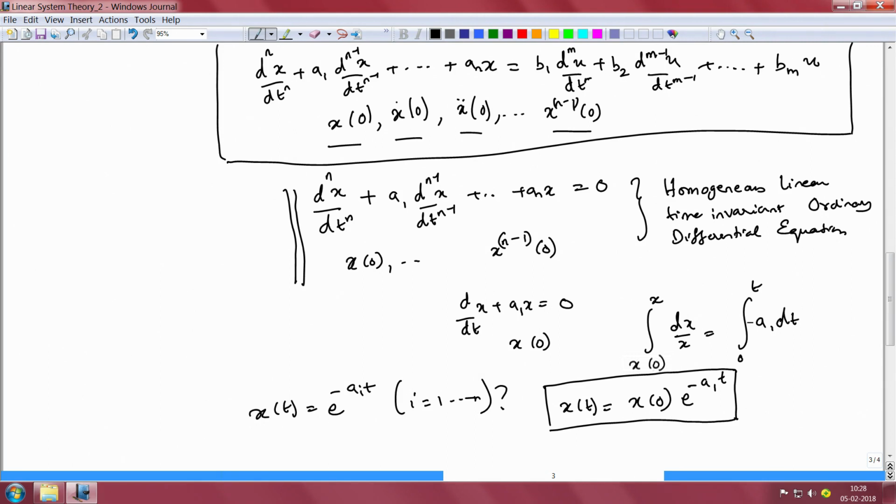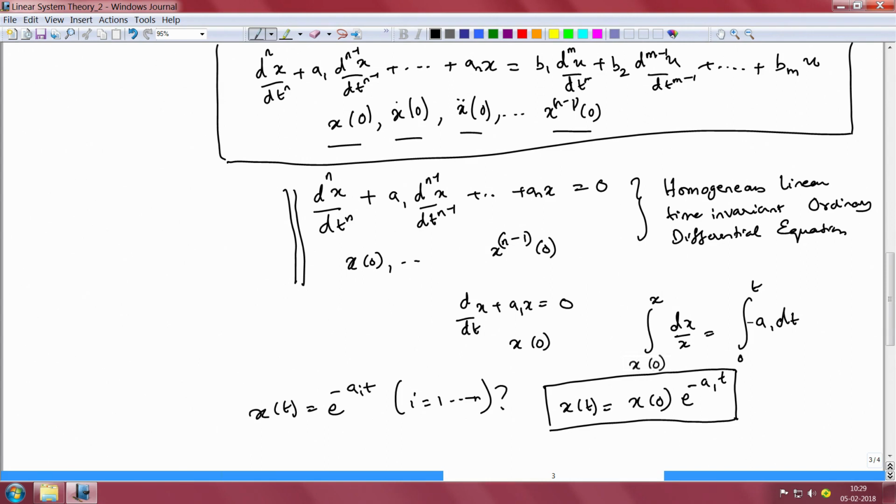To verify this, one only needs to substitute this particular form of solution into the differential equation, and one will quickly discover that this very straightforward extension of the special case of n equal to 1 is not going to work for higher values of n. So x of t equal to e to the power minus ai t, where i is a2, a3, a4, a5 and so forth, is not a solution to the homogeneous linear time invariant differential equation. So what is the way forward?